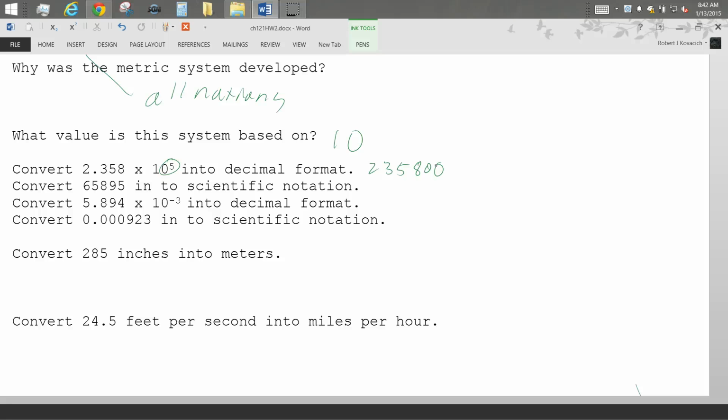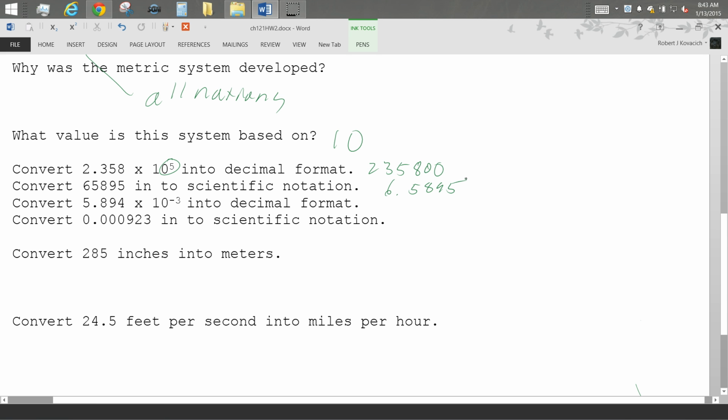Okay, scientific notation on the other one, what do we do? To move the decimal back. So whenever we write scientific notation, what format does the number take? One actual number, not a 0, and then a decimal place, and then everything else you have to write. That's how it's written. So I write 6.5895, and then I determine what I need to do with my 10 to the whatever.